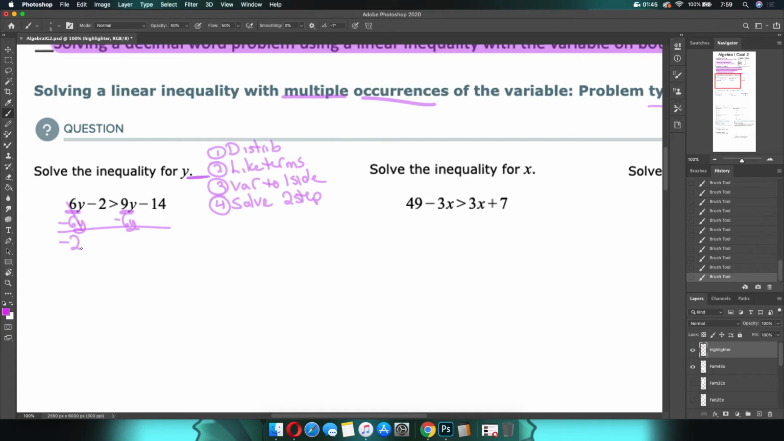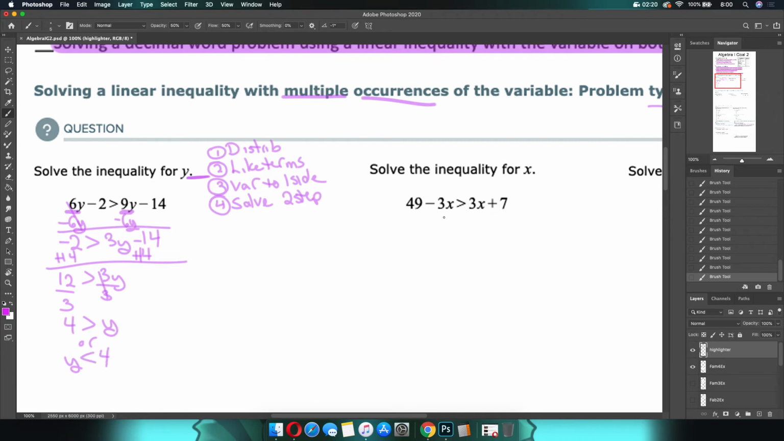So -2 greater than 9 minus 6 is 3y minus 14. And look, exactly like we thought, once we move the variable to one side, we now have a 2-step and we're back on comfortable ground. Plus 14, plus 14, that's going to be 12 greater than 3y, divided by 3, divided by 3. So 4 is greater than y, or if you're smarmy like me and you want that y on the left side, you can write it like this.